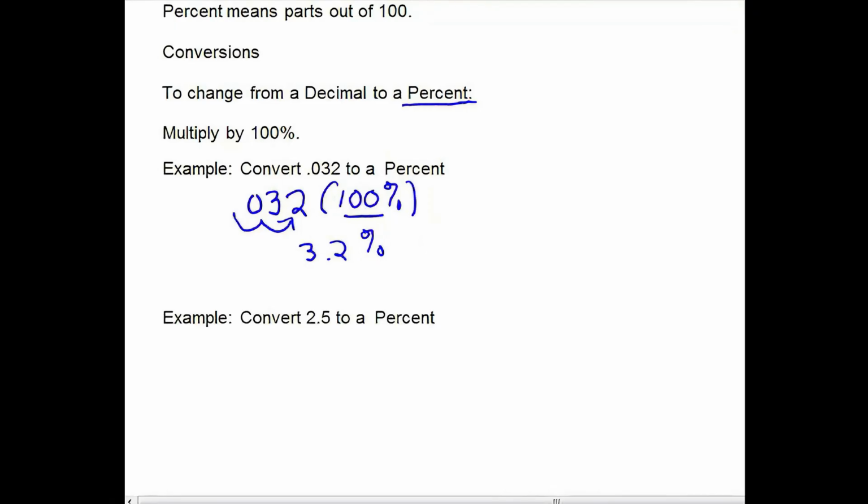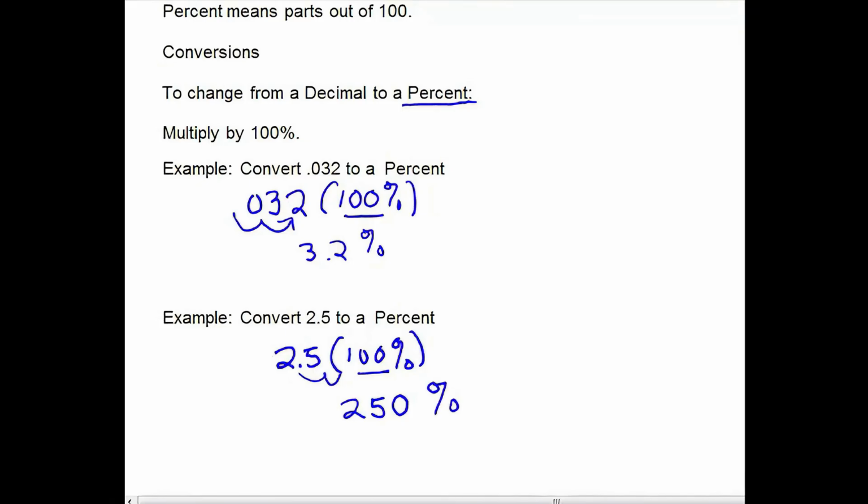For our next example, we will convert 2.5 to a percent. So we have a decimal going to a percent. It will move 2 places to the right for those 2 zeros in 100. So we're really multiplying by 100%. Our 2 zeros moves our decimal 2 places to the right. We have to add that 0 so we can get 2 places, and then we add our percent symbol.